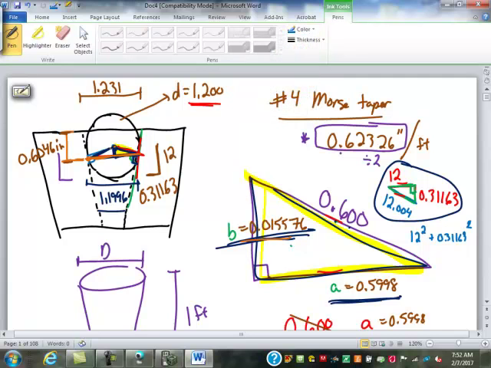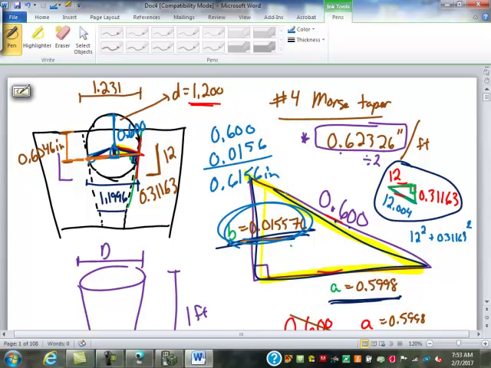So now the question is, how far is it from there up to the top of the ball? Well, we know the radius is how much? 0.6. We know this little piece here is that. So we've got 0.6, plus 0.0, we're going to round this to 156. So this is 0.6156 inches from that spot up to the top of the ball.